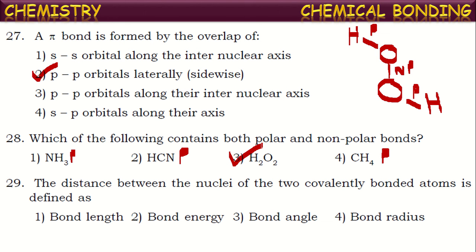Next, the distance between the nuclei of the two covalently bonded atoms is defined as. What do we call the distance between the two nuclei of the atoms which are participating in the covalent bond? That is called bond length.